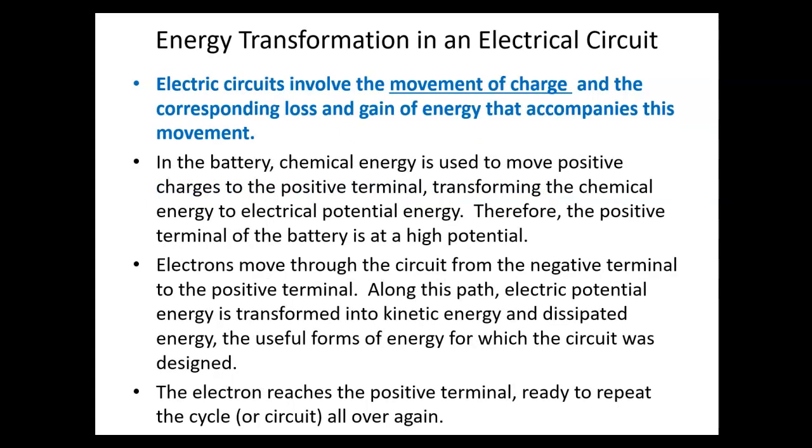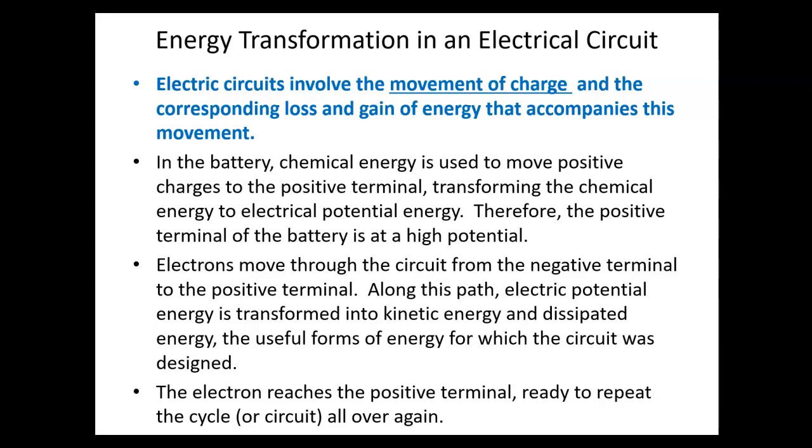In circuits, work is done because of the movement of charge and the corresponding change in energy that accompanies that movement. And we're talking about circuits where the energy is coming probably from a battery. So in the battery, chemical energy is used to separate charges. It moves positive charges to the positive terminal of the battery and transforms that chemical energy into electric potential energy.